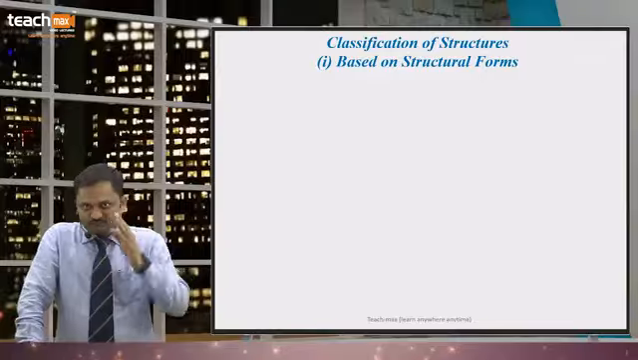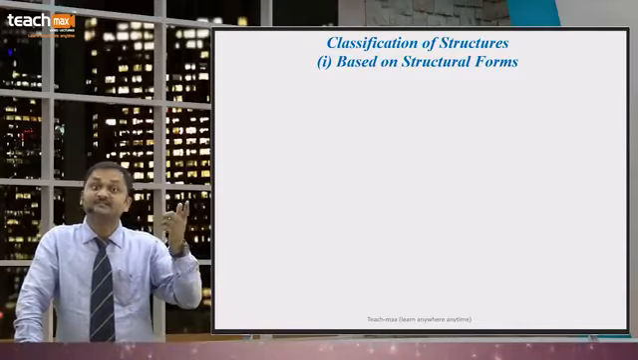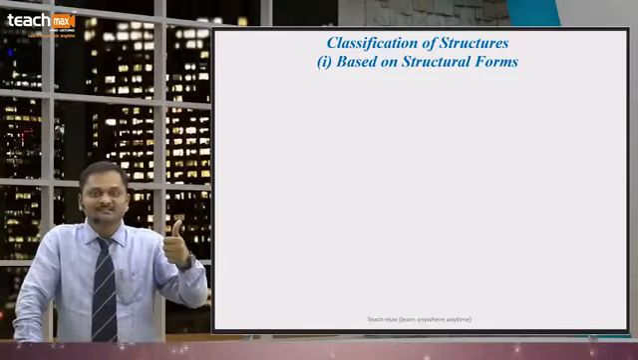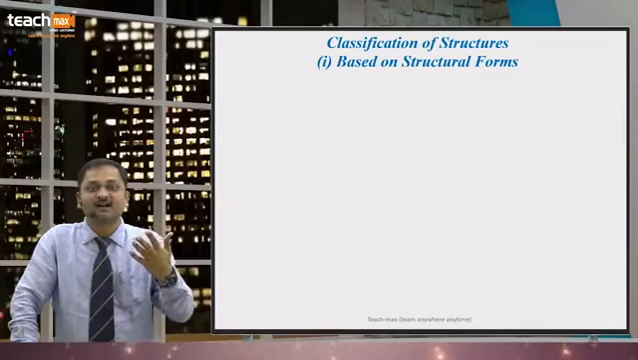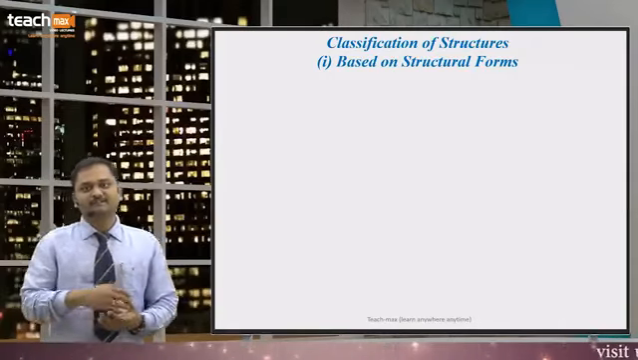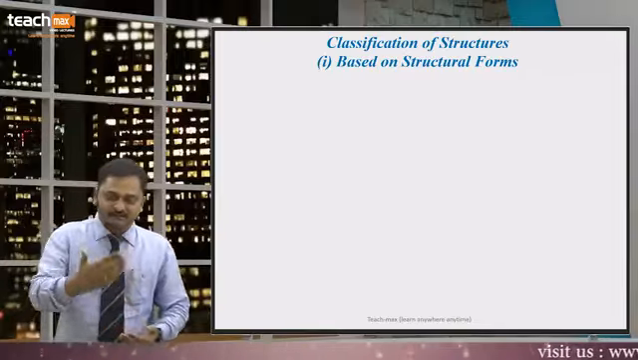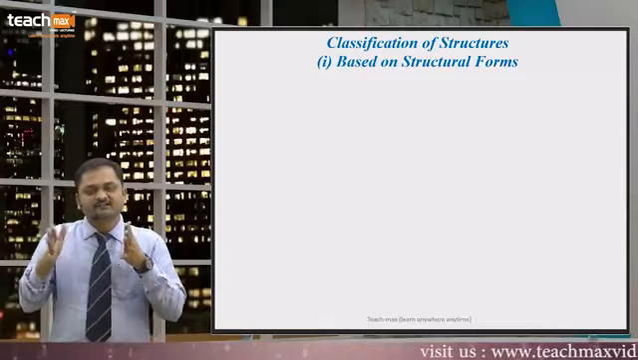But from a structural point of view, you can also classify the structure based on material, right? Steel structure, RCC structure, pre-stressed structure, precast structures, hybrid structures, composite structures. All these are classifications based on the materials provided, right? Now we are going to classify the structure based on structural point of view.